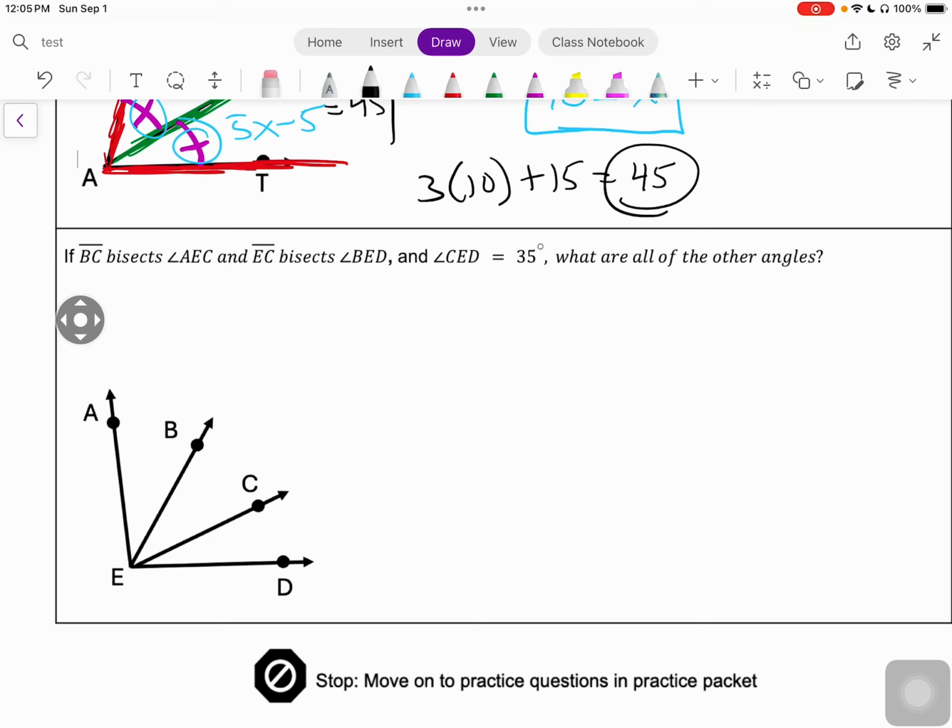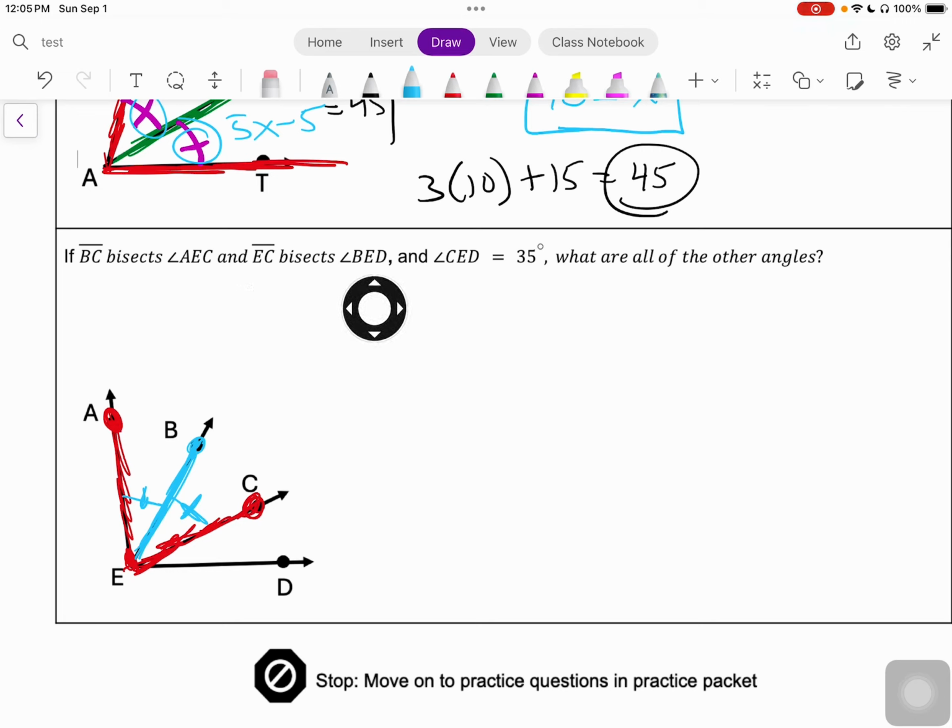If BC bisects AEC, so what I would look at here is AE, and C. So I know that BE is cutting that angle into two equal parts. So I know that these two are the same. All right, and then if you keep reading, we have EC bisects BED.